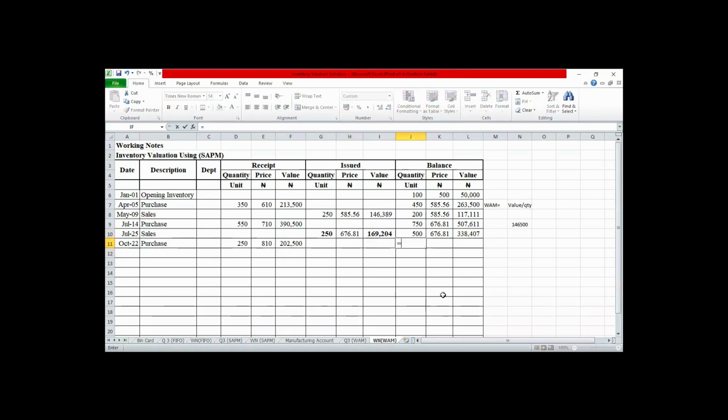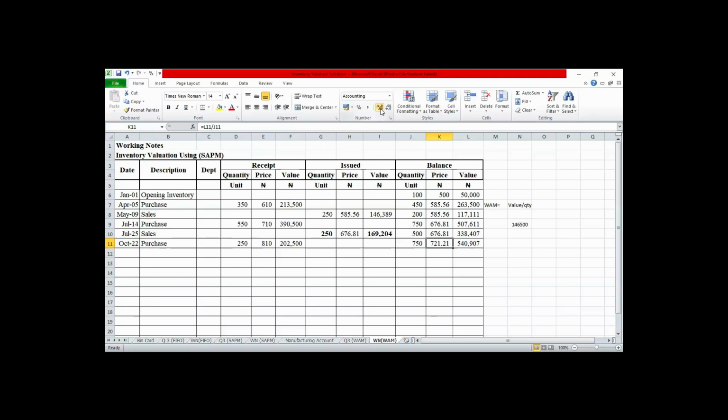Then we add it to the quantity we have in the store. 500 plus 250 is 750. Then the value: the whole value plus the new value, we have 540,907. We determine our new price. Our new price will be that value divided by the quantity. What we have is 721. Let's confirm whether it has a decimal. 721.21. Then that is our new price. Any question?